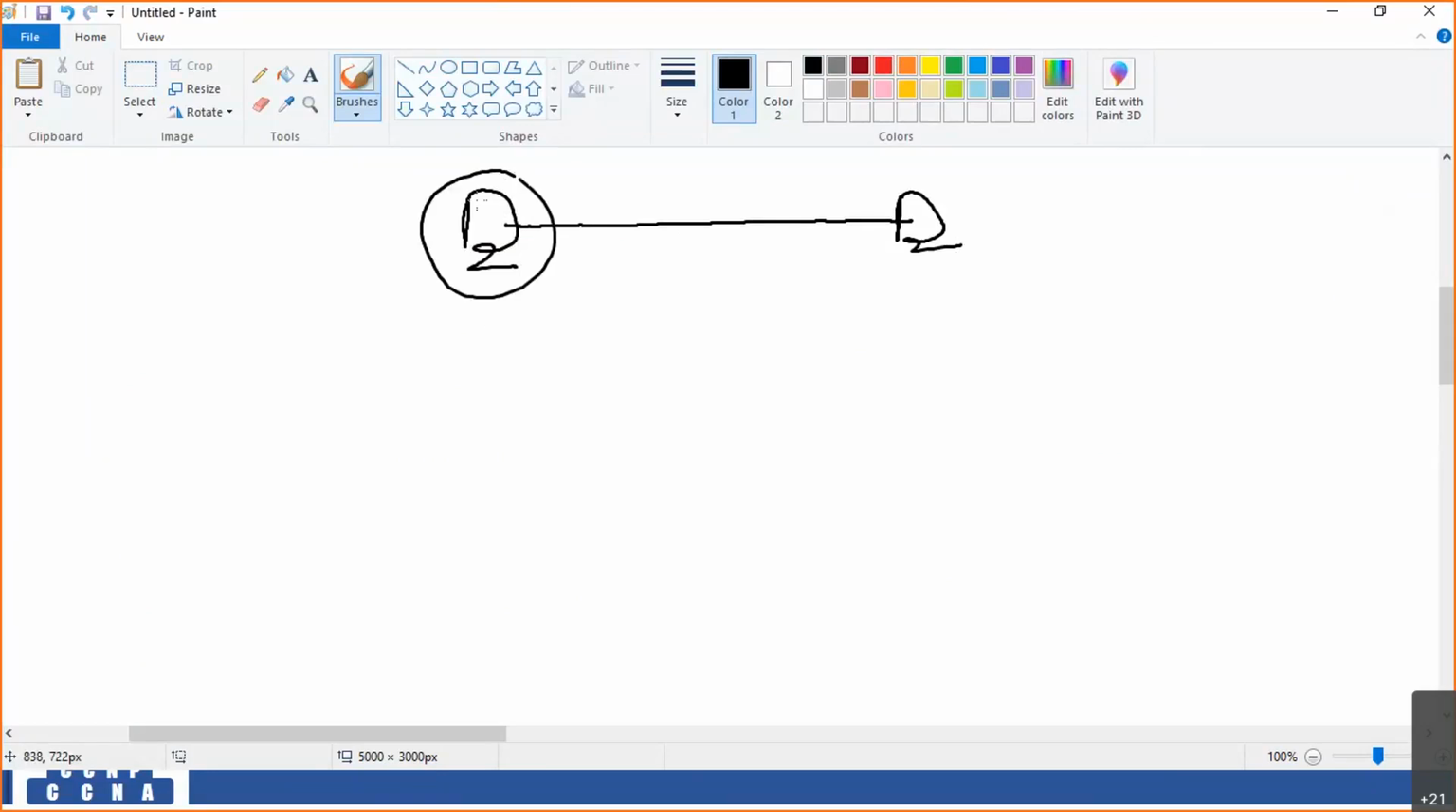The first computer, like PCA and PCB. First computer, IP address 10.0.0.0. Can I use this address to assign to the computer? No, we cannot use it. It's a network ID. Now, can I use 10.0.0.10? Yes. So for computer A, I have assigned 10.0.0.10.